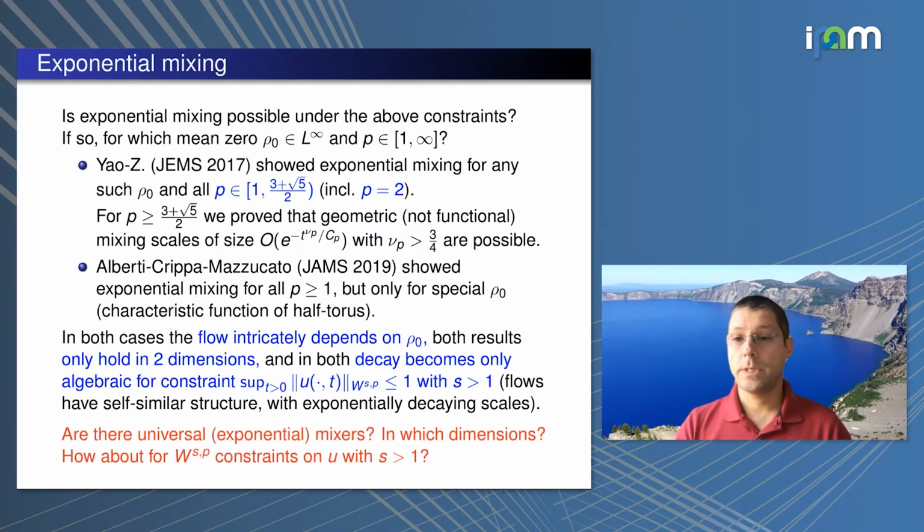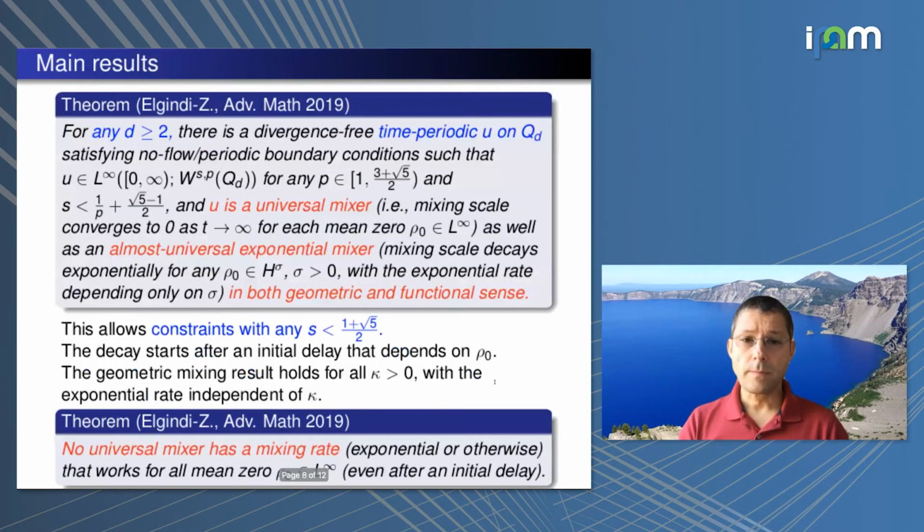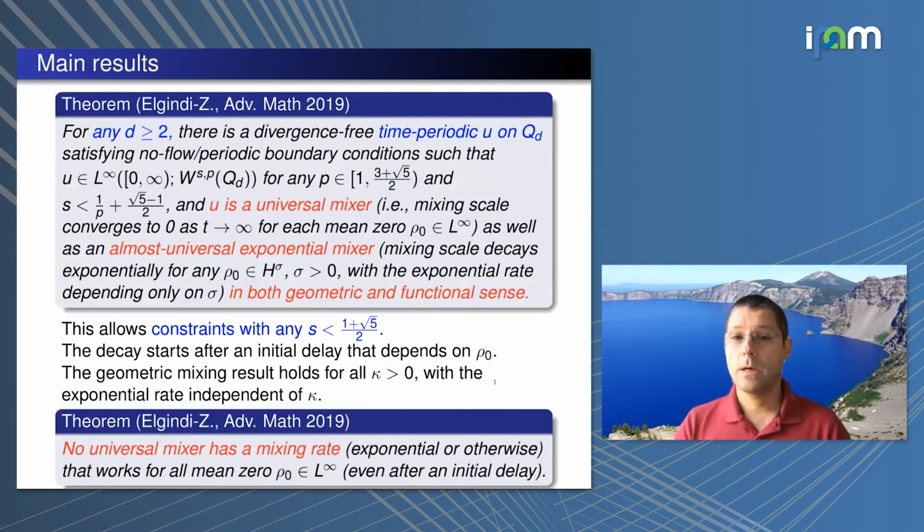That's because those flows gain fine structures. And so there's a natural question: can you relax all these restrictions? Can you upgrade this to several dimensions? Can you make the flow a universal mixer, meaning that it doesn't depend on the initial datum? And can you also replace the constraint by a stronger constraint, a constraint like this, but with s greater than 1? And so here is our result regarding these questions.